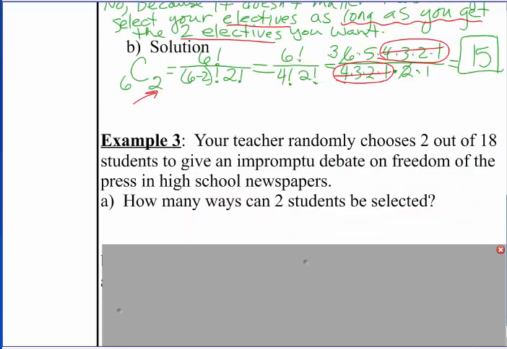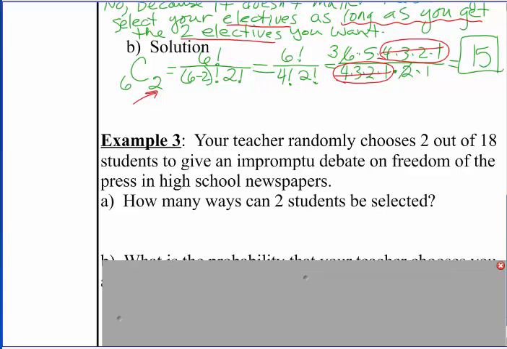So the next example. Your teacher randomly chooses 2 out of 18 students to give an impromptu debate on freedom of the press in high school newspapers. How many ways can 2 students be selected? So again, you have to ask yourself, does the order matter in which these 2 students are selected? In this case, no. Whether you get selected first or second, you still have to give the debate. So it doesn't matter the order in which you're selected, you're still giving a debate.